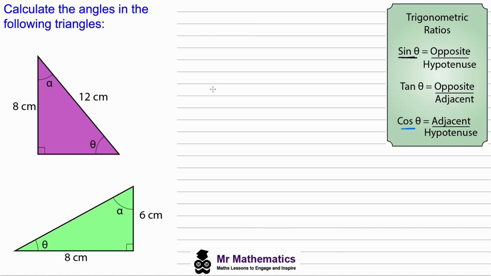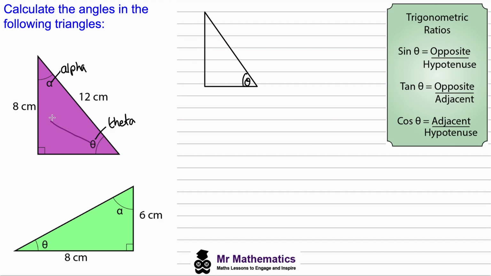Hey everybody, so in this video I'm going to show you how to find the angles in a right angle triangle using trigonometry. In our first example, we've been asked to work out this angle, which we call alpha, and this angle, which we call theta. When we're dealing with angles in a triangle, we tend to use alpha and theta rather than x or y.